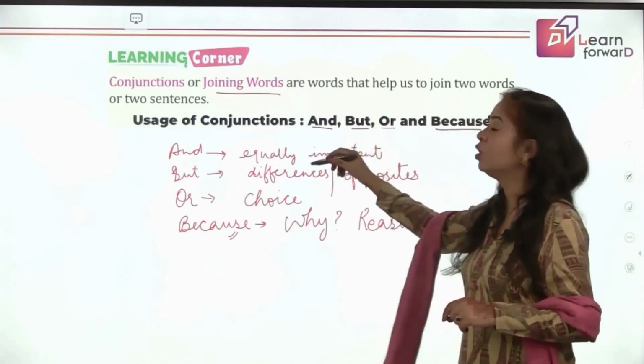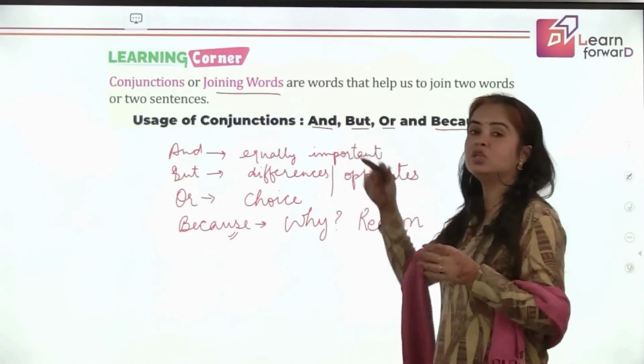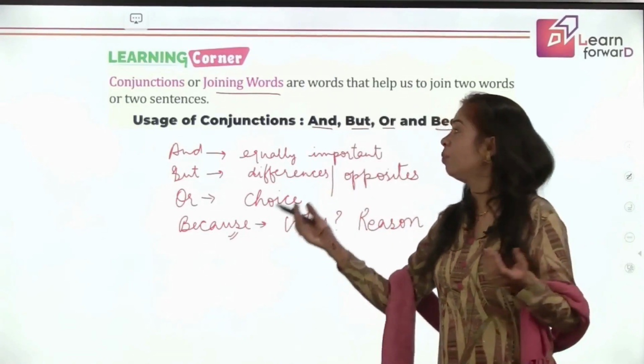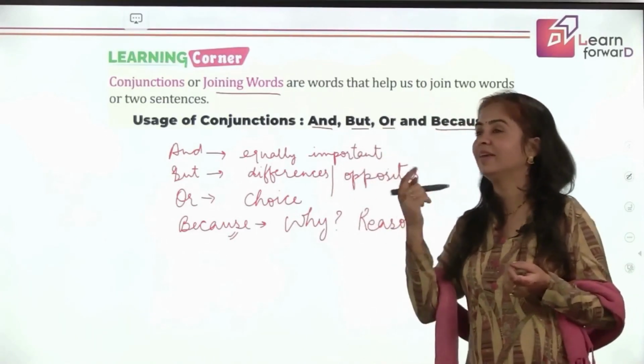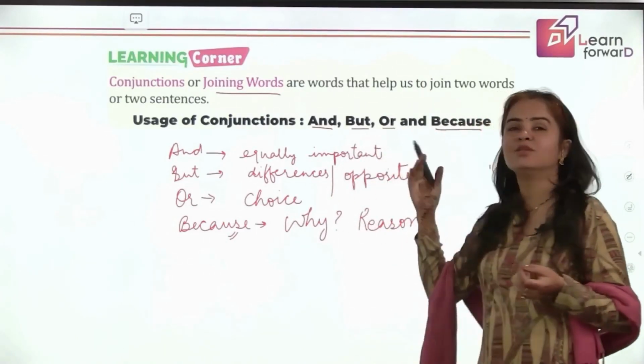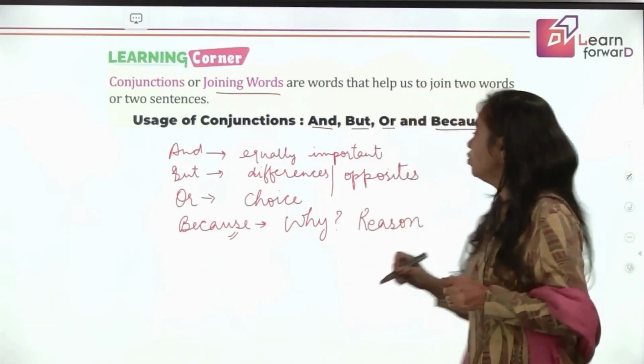Let's quickly recall. And is used for togetherness, but is used for contrast. That means opposites, the differences. Or is used for choice. Only one can happen. And because is used to give the reason. Is that clear to all of you? So can we move ahead?